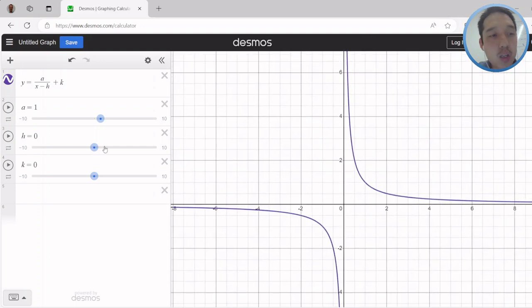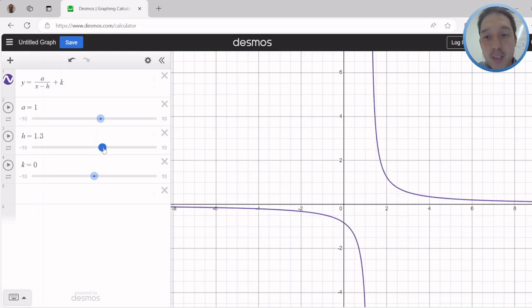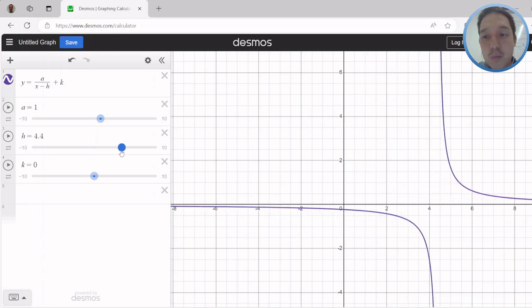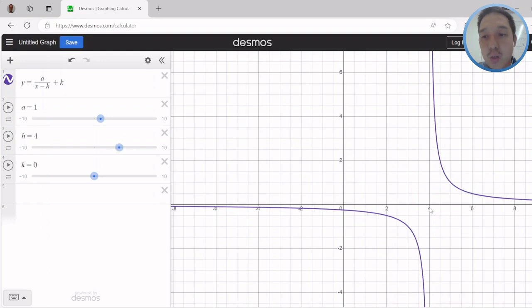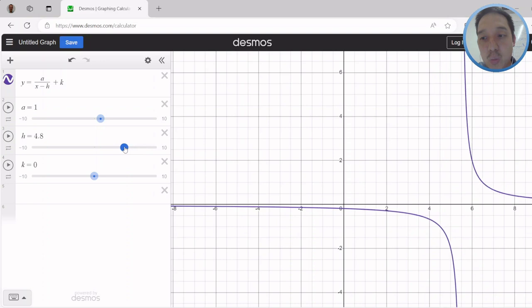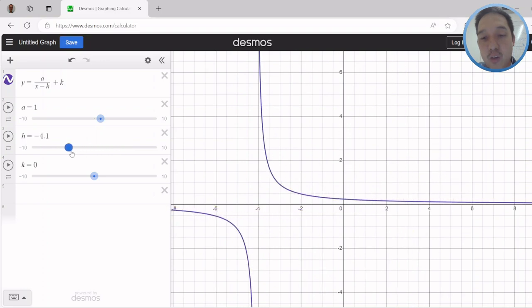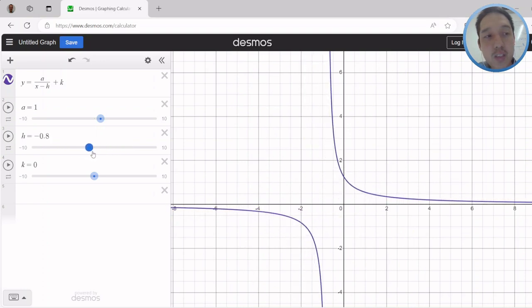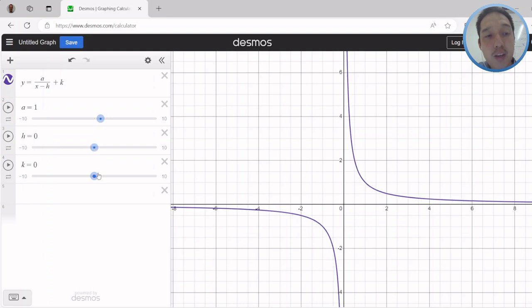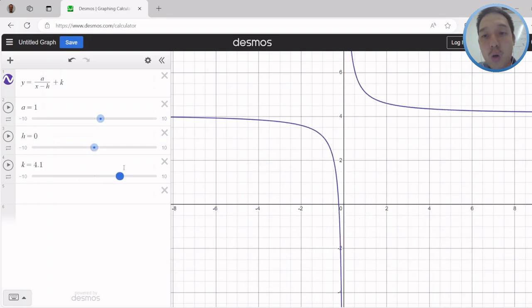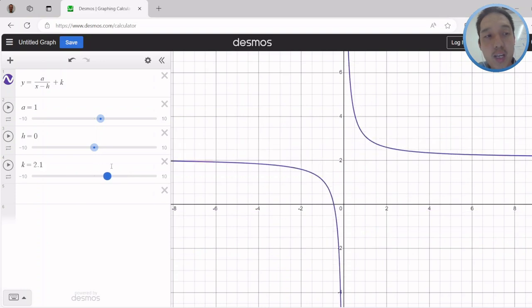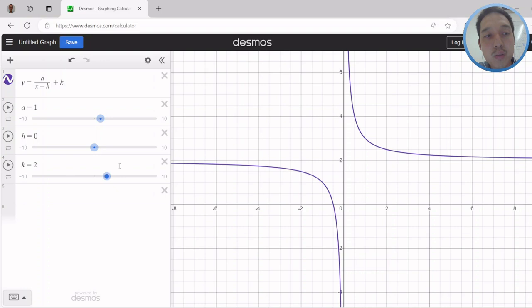Now, the cool thing about this is, as h goes up, the asymptote also goes up. So you can see here as h is equal to 4, the asymptote turns into x is equal to 4, which is the vertical asymptote. You can see the line adjusts itself based on what the h value is. So the h value tells you where you should start horizontally to get the vertical asymptote. That's what the h value does. And of course, the k value tells you vertically where the horizontal asymptote is. So if I have k is equal to 2, then the horizontal asymptote is y is equal to 2.